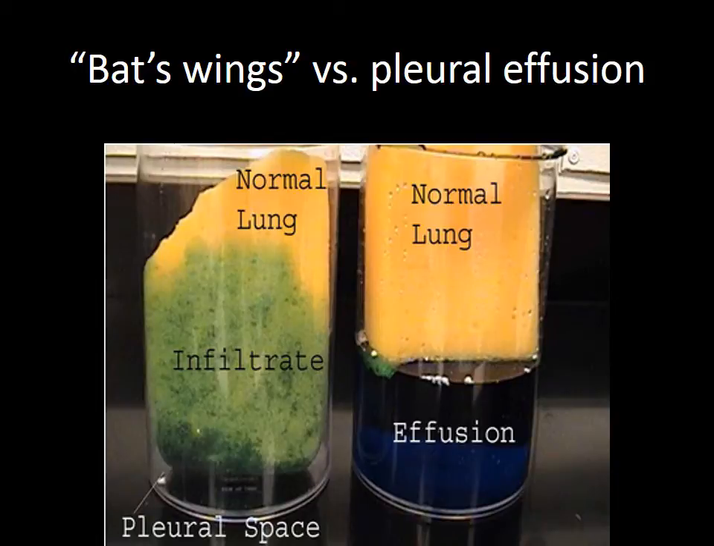This model shows the difference between the bat's wings, which is a form of infiltrate shown on the left, and the pleural effusion shown on the right, which push the lungs upwards.